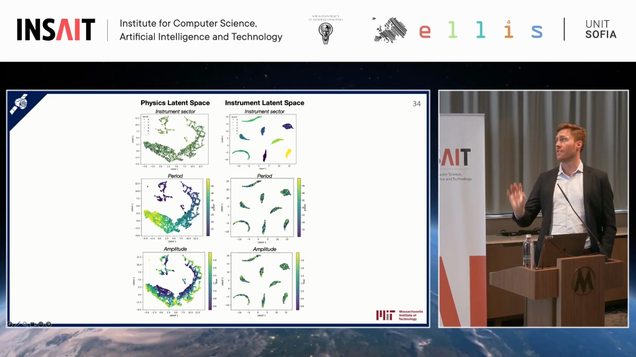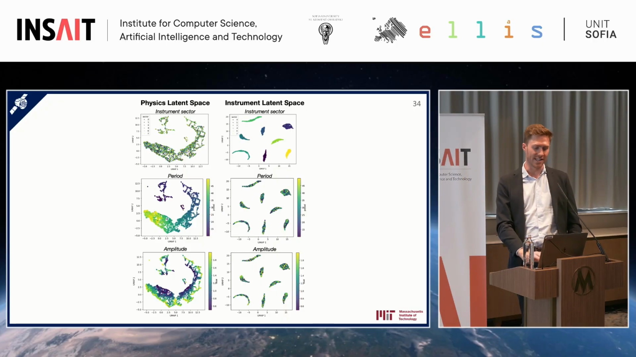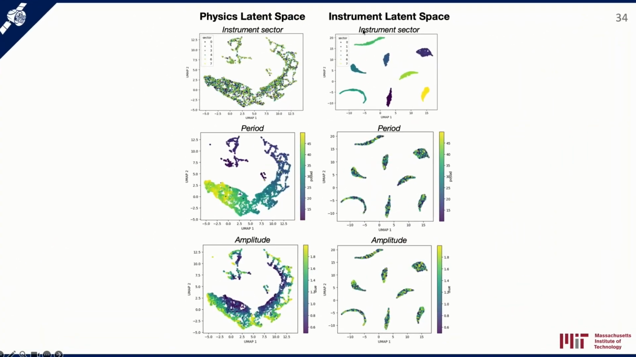So if you visualize your two different latent spaces and you take the two-dimensional equivalent of those very high-dimensional latent spaces, you get a physics latent space and an instrument latent space. Now, if you look on the left side, which is the physics latent space, and you color code it according to the instrument number, or the sector in the case of TESS, you would see that there's no correlation at all.